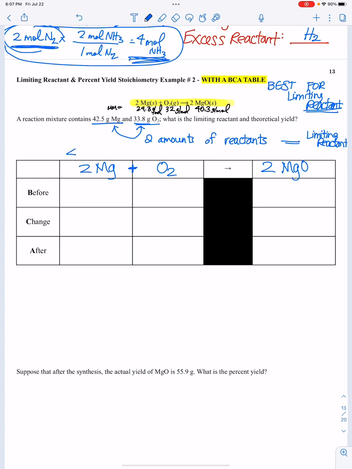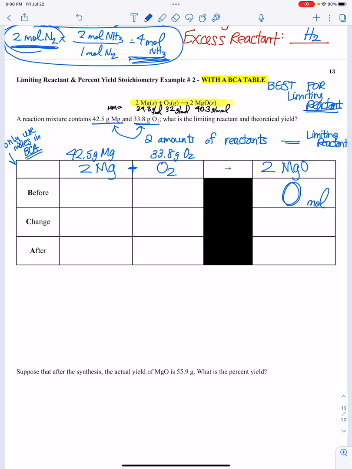Before, well, I have 42.5 grams of Mg, and I have 33.8 grams of O2 before. Do you remember what I'm going to put before for my MgO product? Well, before the reaction starts, I'm not going to have any product, 0 moles. So we're good to go. Now, remember, in my BCA table, only use moles in BCA. So I am going to convert these grams to moles.